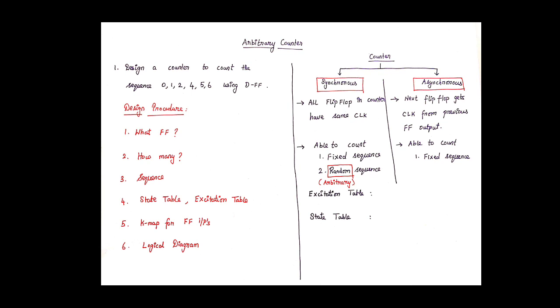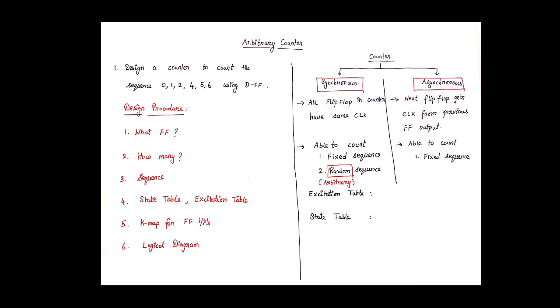What is the meaning of the asynchronous counter? Without the output generated from the previous flip-flop, the next flip-flop operation is not considered. That is called an asynchronous counter. One more point: if it is a synchronous counter, both fixed sequence and random sequence counting are possible. What is a fixed sequence and what is a random sequence, we have to understand now.